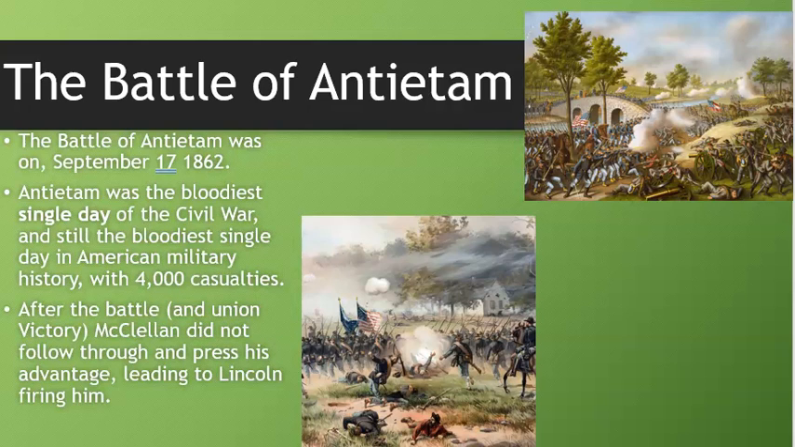So, next up, the Battle of Antietam. Antietam was fought on September 17th of 1862. It is still, to this day, the single bloodiest day in American military history, with over 4,000 casualties. Remember that everybody dying in this war is American. So Antietam, single bloodiest day in American military history. Up to now, it's still the bloodiest day in American military history.